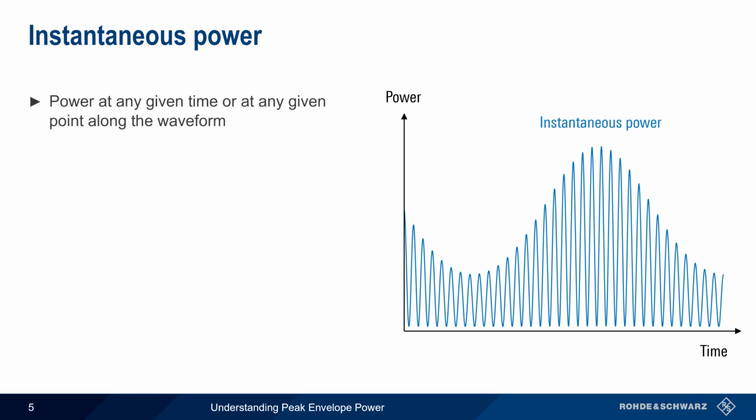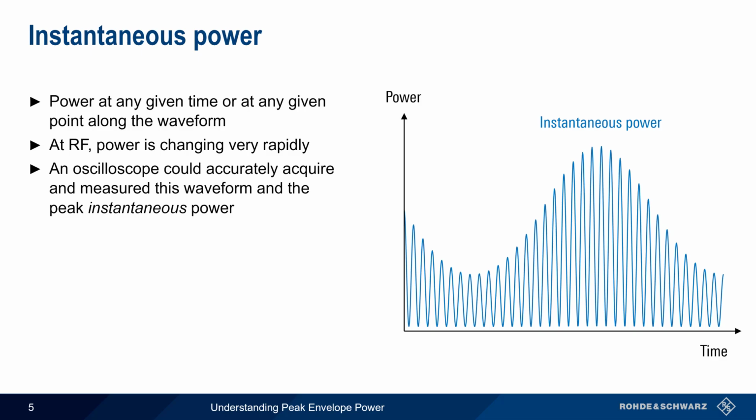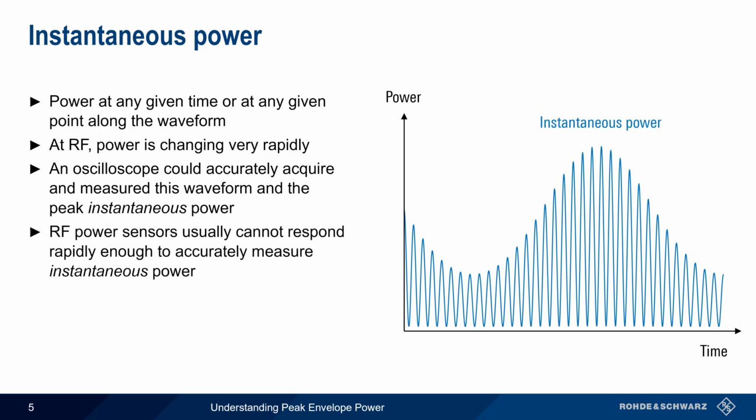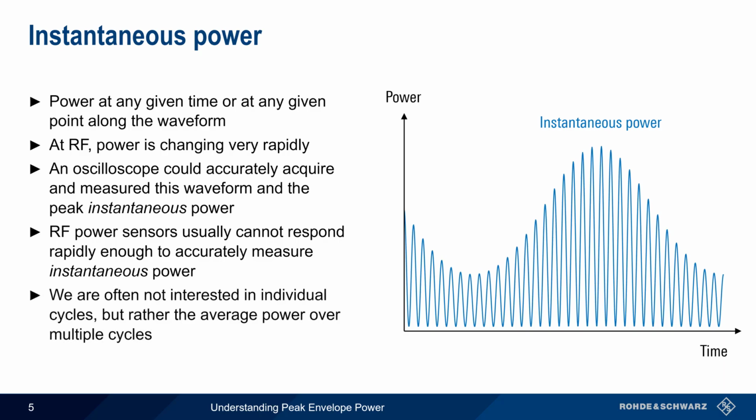Instantaneous power is the power at any given instant, or at any given point along the waveform. At RF, this power is changing very rapidly, with frequencies from the mid-kilohertz well into the gigahertz range. An oscilloscope or other digitizer with sufficient bandwidth could acquire and accurately measure this waveform, and then determine the peak instantaneous power. But this is often impractical over longer periods of time. RF power sensors usually cannot measure rapidly enough to accurately measure instantaneous power, but in practice we're usually not interested in individual RF waveform cycles, but rather the average power over a larger number of cycles.